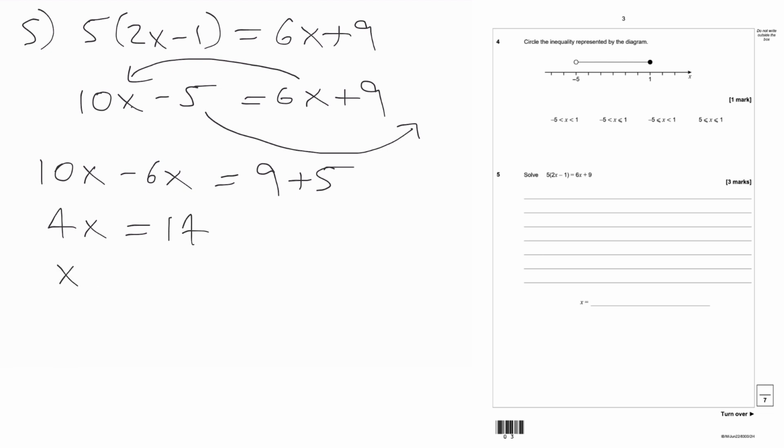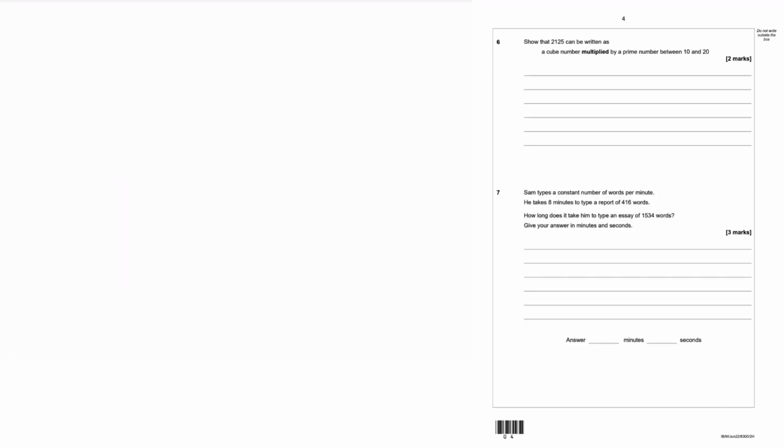So x equals 14 divided by 4. And you can work this value out on your calculator, but I think just looking at this, because I don't have my calculator on me right now, this looks like it's going to be 3.5.